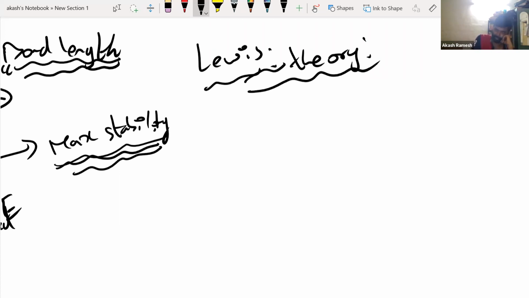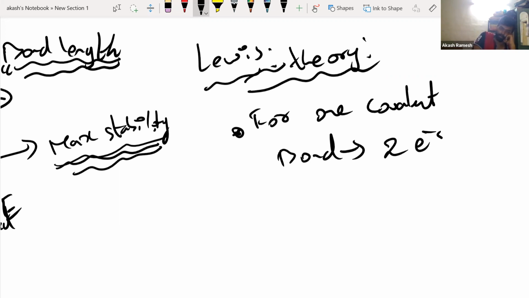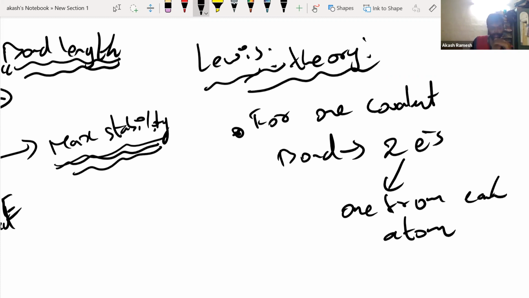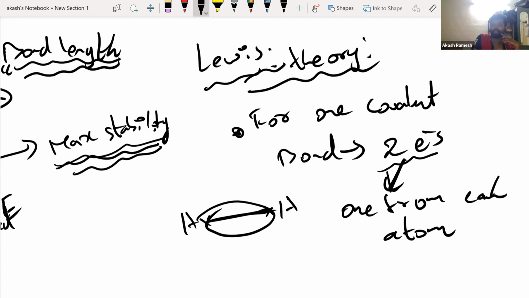Before any theory, the first thing you have to understand is that for one covalent bond, 2 electrons should be there, obviously 1 from each atom. You can understand here: hydrogen has 1 electron, this hydrogen has 1 electron. Those two will be shared mutually and you have a bond between hydrogen and hydrogen. So for each covalent bond I require 2 electrons, and in 99.999% of cases, 1 electron will come from each atom. But there are cases where there are 2 electrons in a bond but both come from 1 atom, not 1-1. That is called a coordinate bond. We'll see that later. Generally, 2 electrons should be there for 1 covalent bond, with 1 electron from each atom.